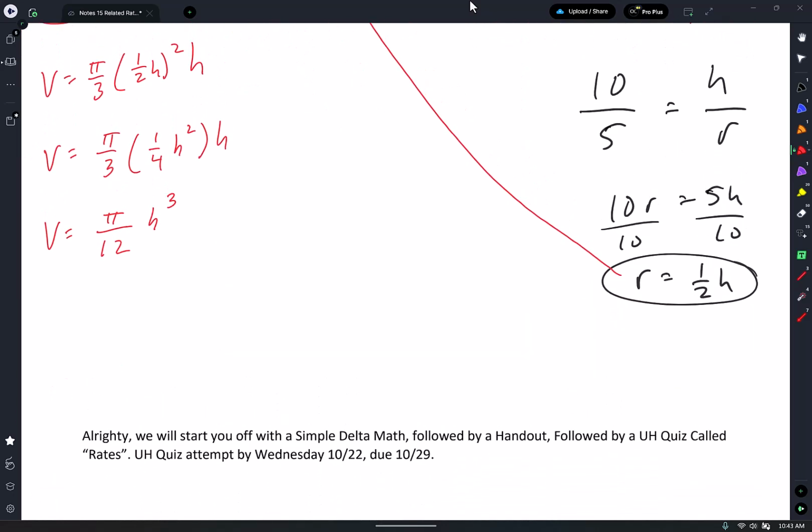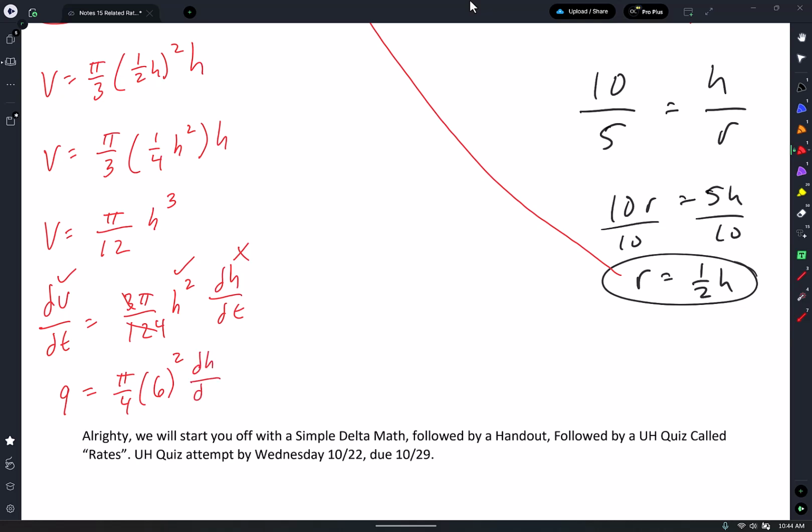Here we go. Remember all I wanted was dh/dt? Look what happens. dV/dt equals 3 pi over 12, we'll reduce it right now, guys, h squared dh/dt. I know, and we don't know, but that's what we want. Power rule. How many times does 3 go into 12? 4. Plug in. 9 equals pi over 4. h was what? 6, so 6 squared dh/dt.